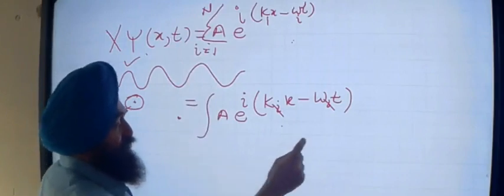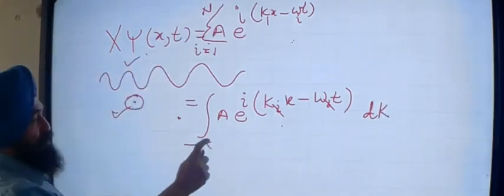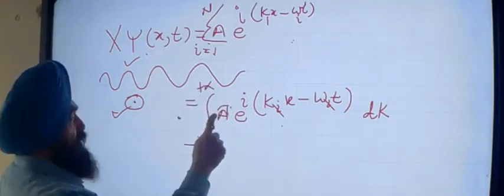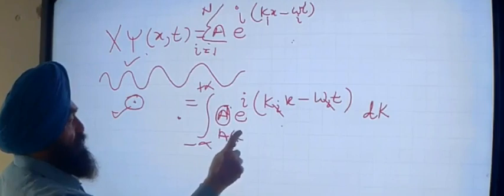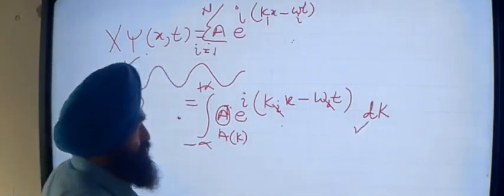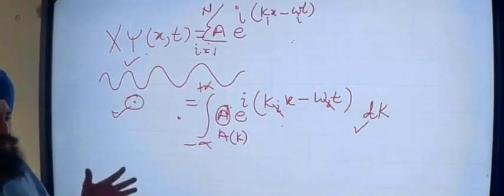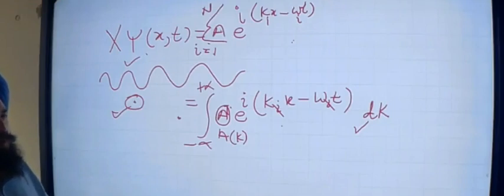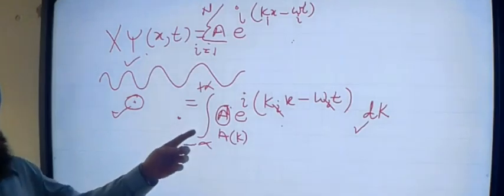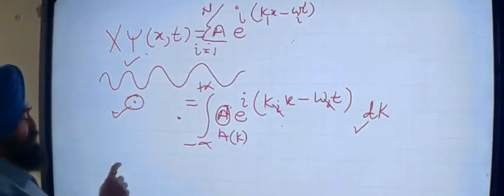So this is integration, dk with respect to k, from minus infinity to plus infinity. This A is actually also a function of k, so better write it as A(k). So the integration is with respect to k. Now I am integrating, meaning the sum of all the waves which differ by a very small amount with respect to k. When you go for integration, then you will have a wave which will be of this type.